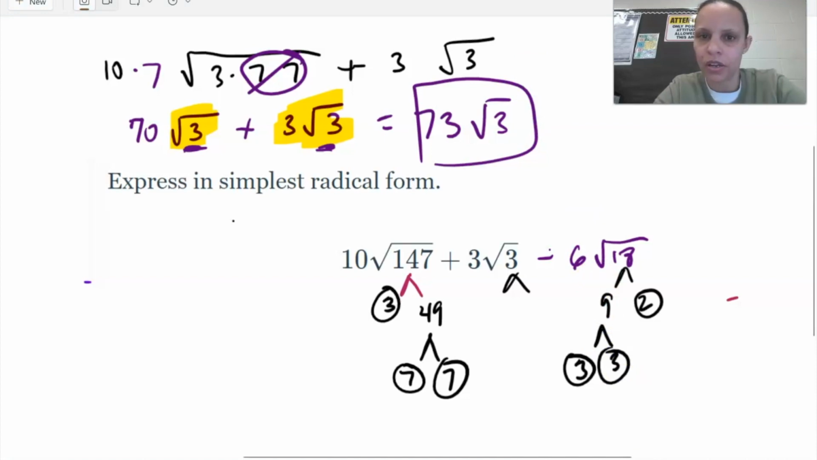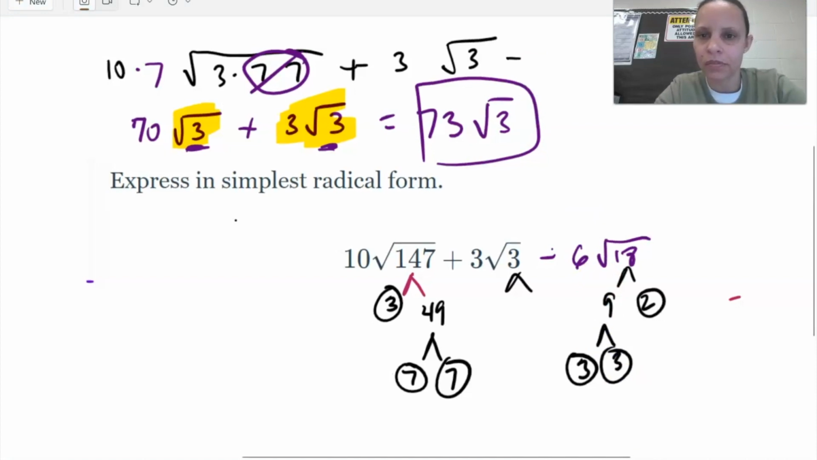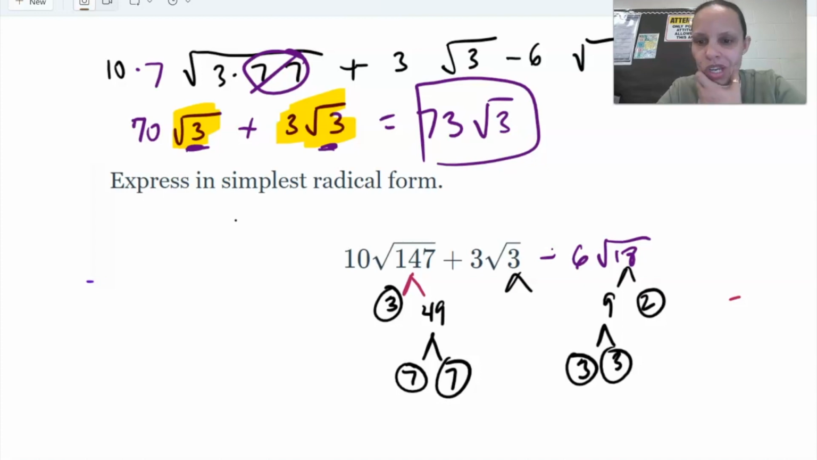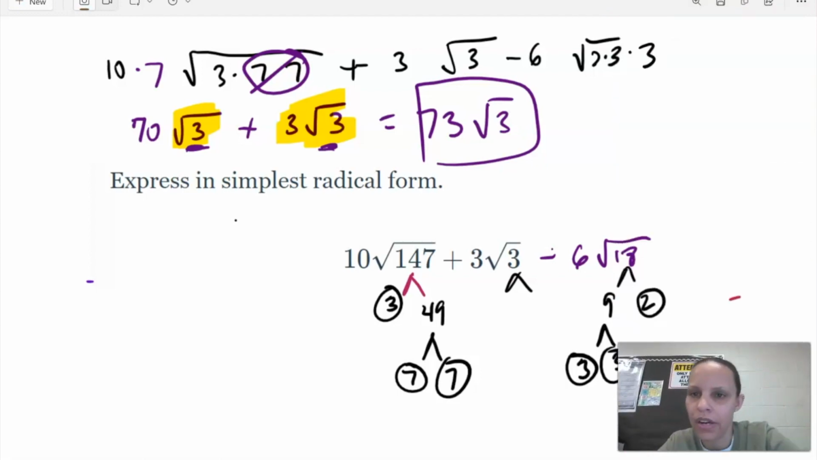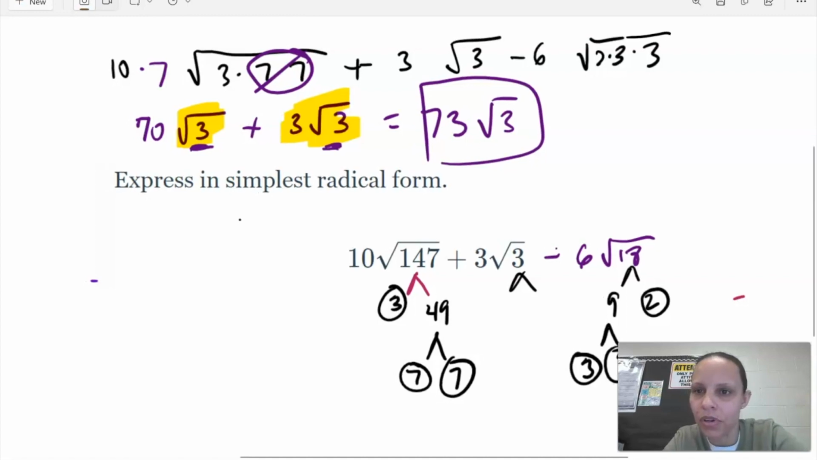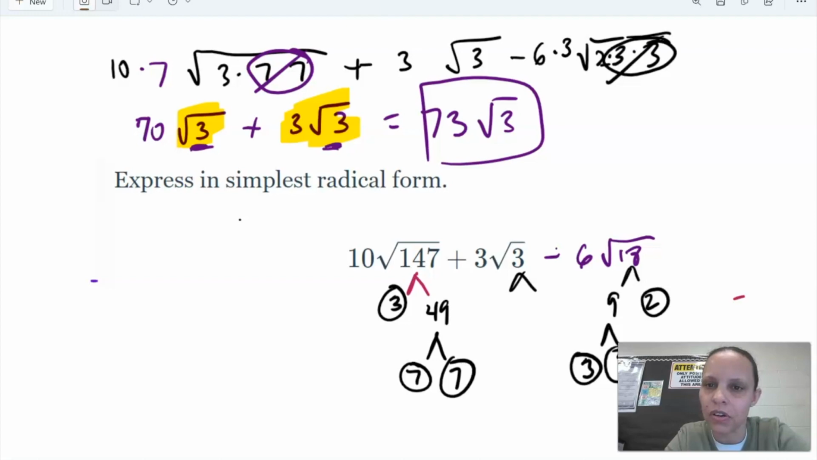So I've got a minus 6, leave a little space, and then we're breaking down this 18 to 2 times 3 times 3. All right, so once that's there, do you see any pairs? Yep, I see a pair of 3s. So I'm going to take that outside. So here I'm going to have minus 6 times 3, which is 18, radical 2.